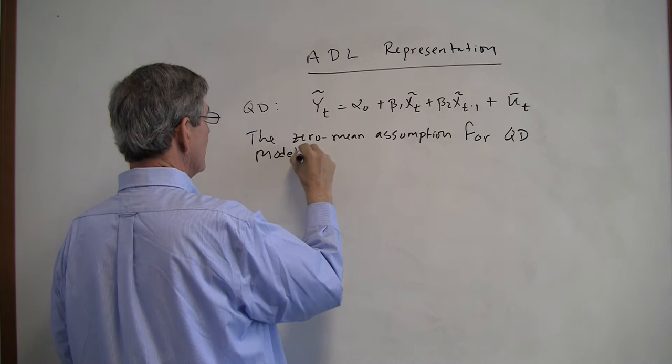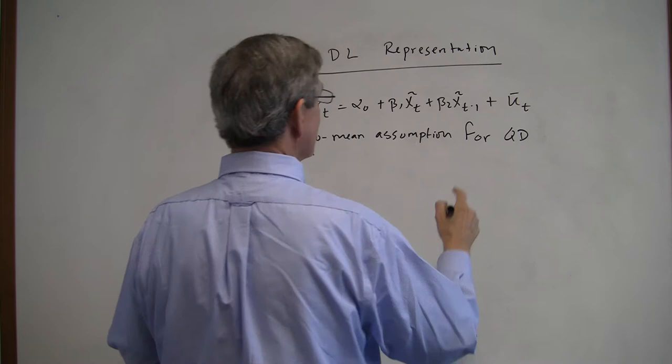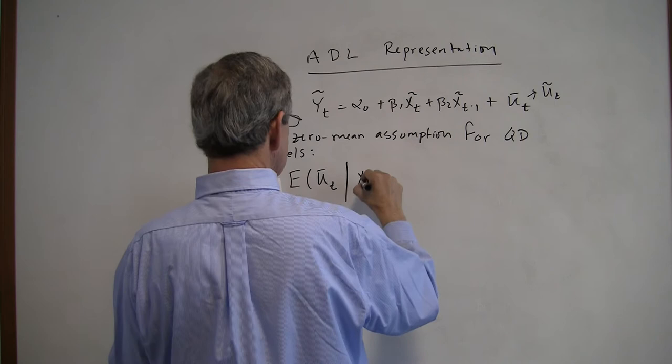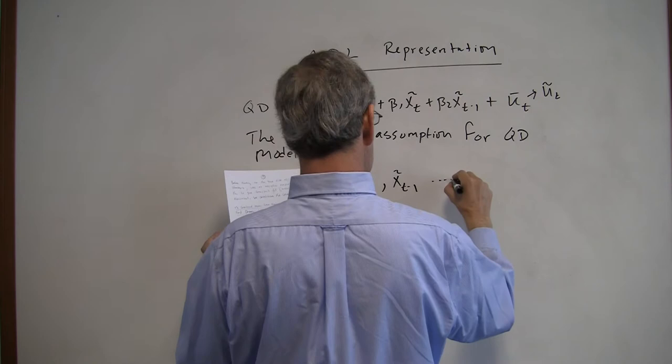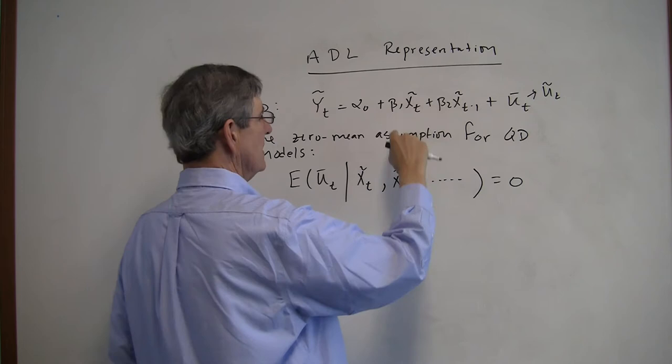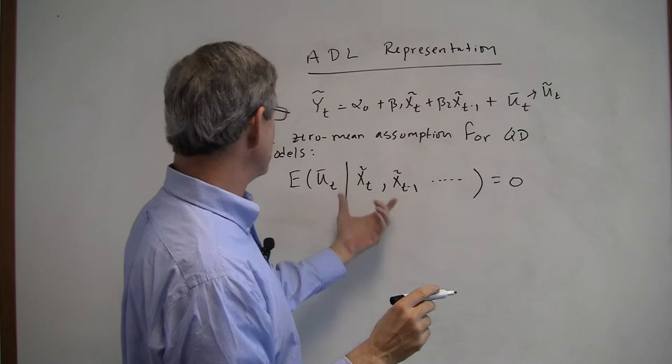So what it is in this case is, you could call this u tilde t, I think the book does, but it's basically that the expected value of u bar t given x tilde t minus 1, and so on, is equal to 0. So you need what's obvious. You just need that u bar is independent of the x's, not correlated with the x's. So it's the usual assumption, but it's a different regression model, so the assumption is a little bit different.